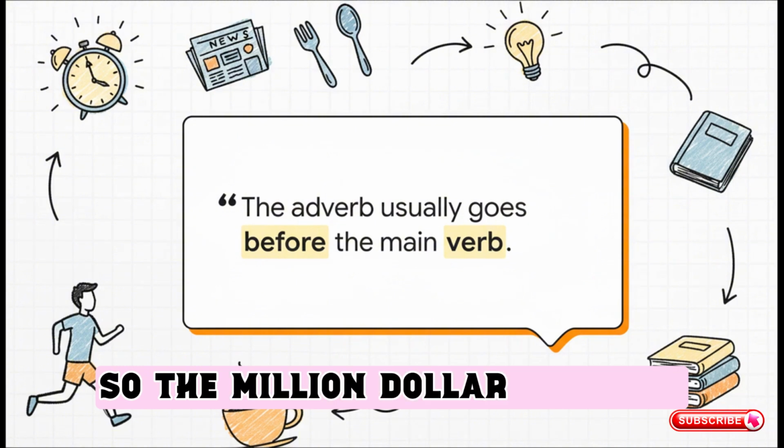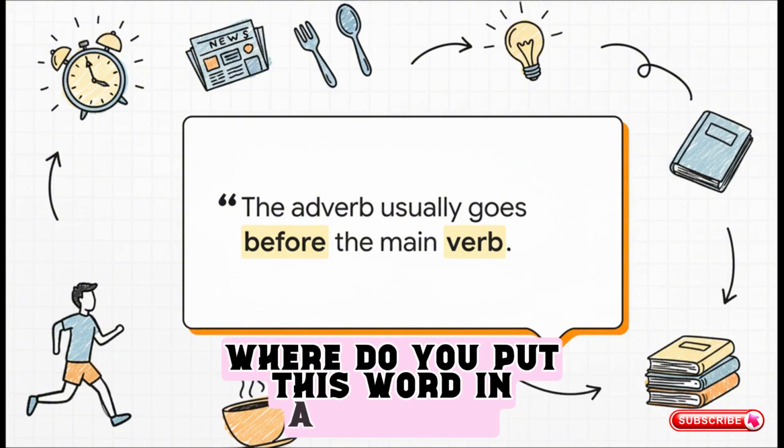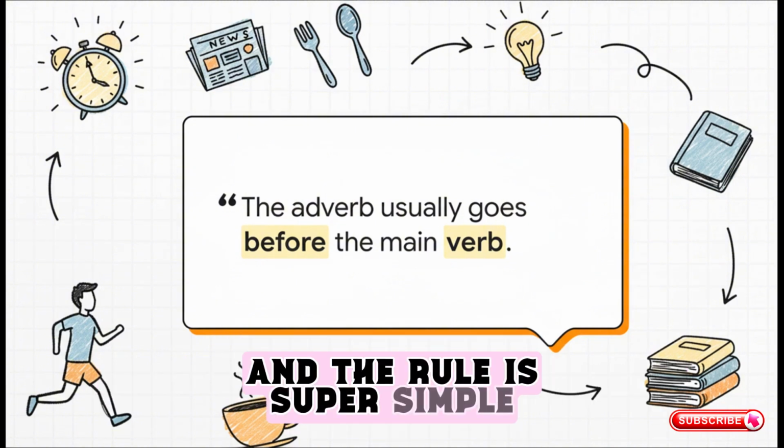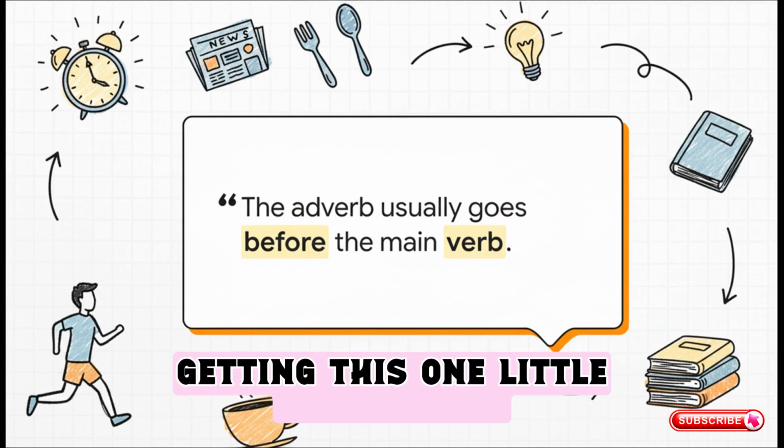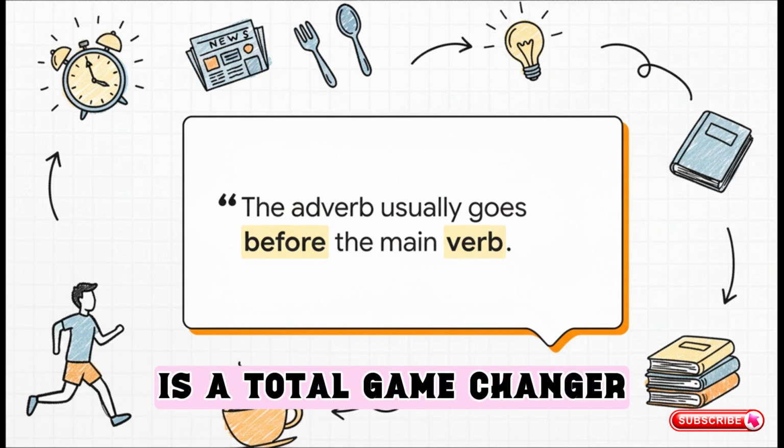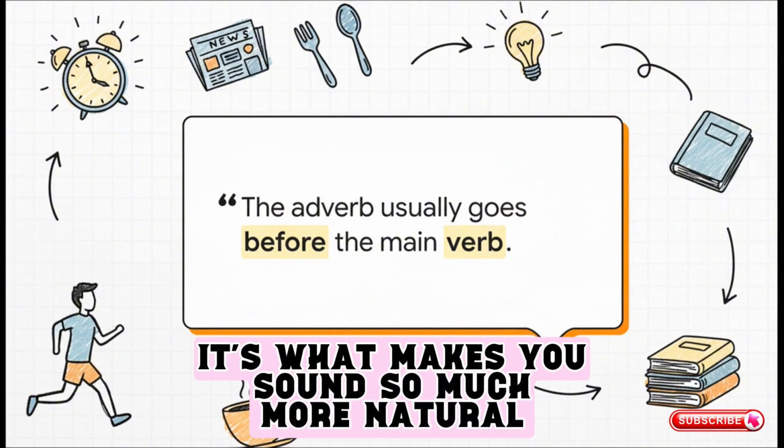So, the million-dollar question, where do you put this word in a sentence? And the rule is super simple. It goes right before the main verb. Seriously, getting this one little detail right is a total game changer. It's what makes you sound so much more natural.